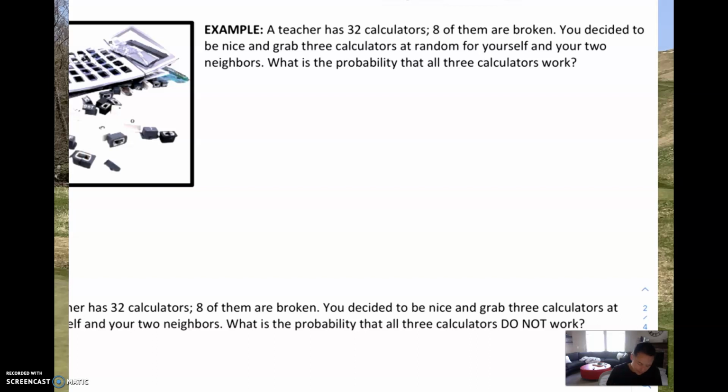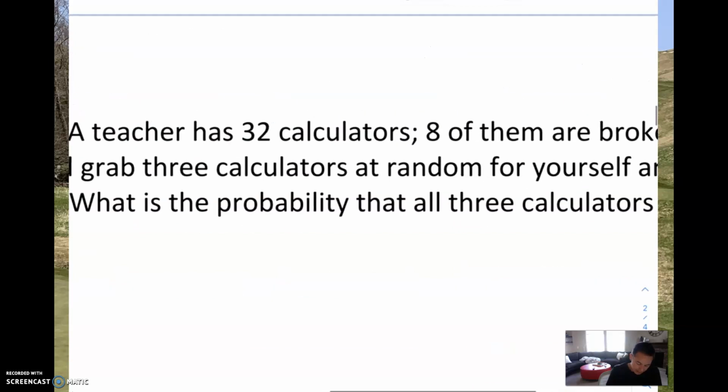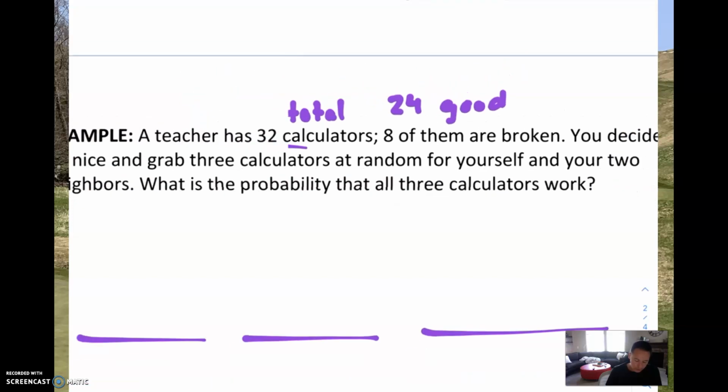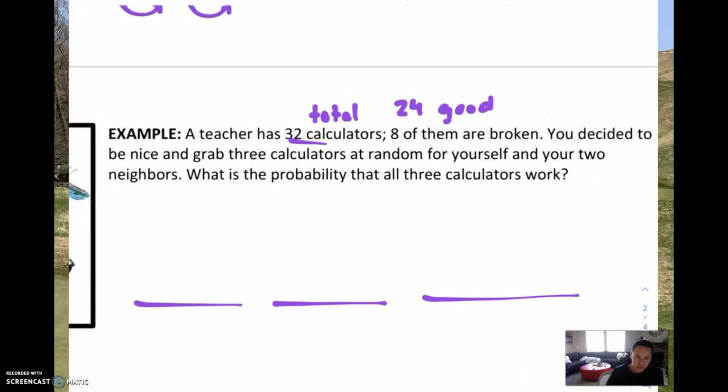So since I'm selecting 3, I'm drawing 3 slots. 1, 2, 3. Now let's take a little inventory of these calculators. I have 32. This is my total. And 8 of them are broken, which means 24 of them are good. So if 8 are broken, 24 of them are going to be good. That gives me a total of 32 calculators.